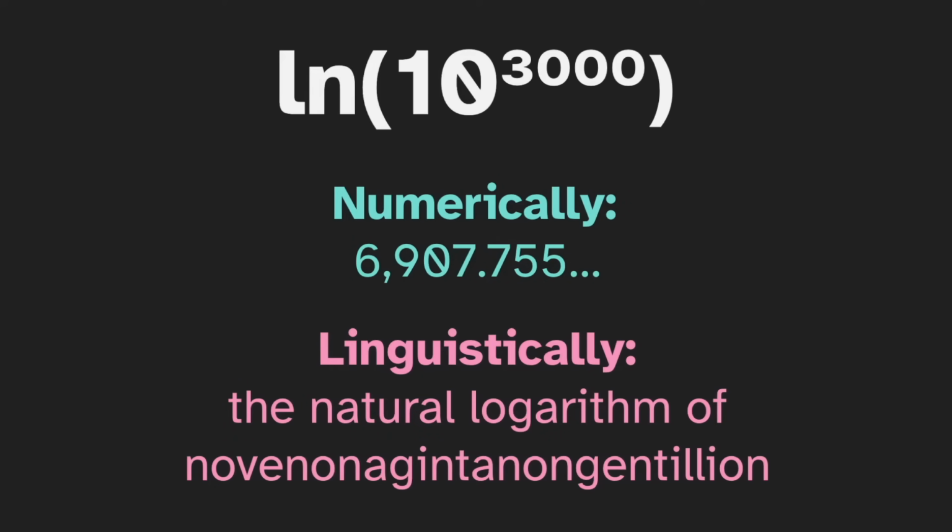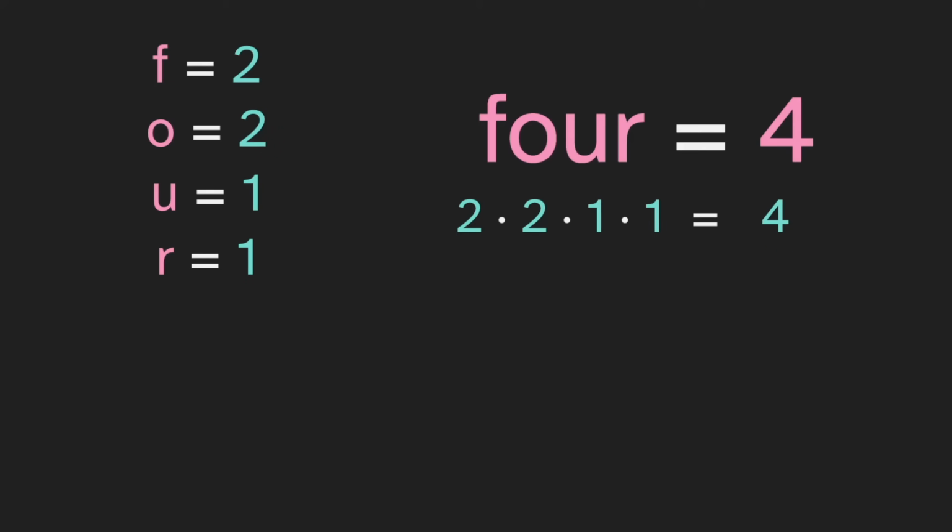To understand this, we need a little background on a sort of mathematical puzzle. So, suppose we have variables f and o equal 2, and u and r equal 1. Well, if we multiply these variables, we get 4. But it also looks like we're spelling the word "four". And this is satisfying, even though it was intentionally constructed that way.